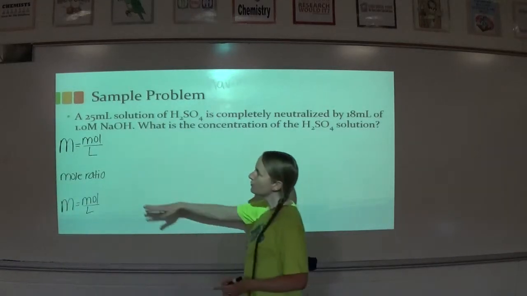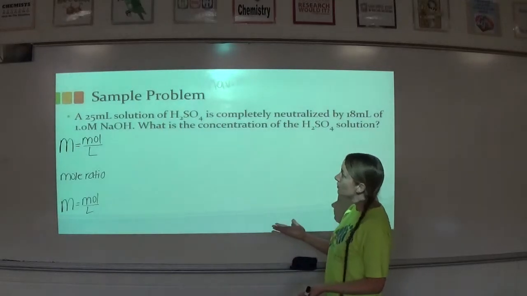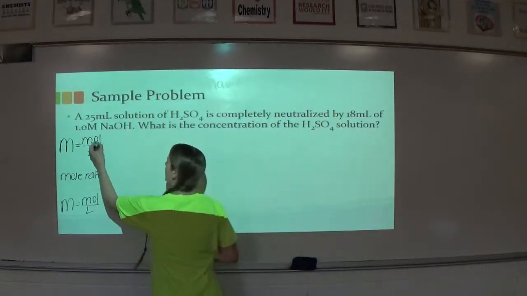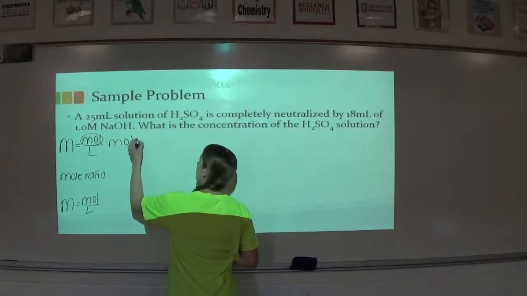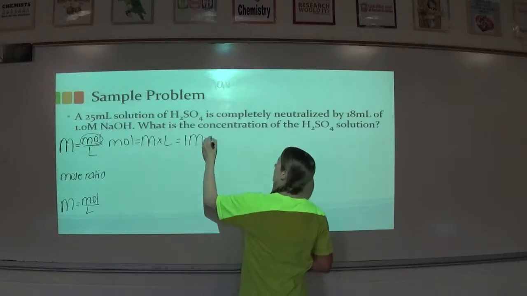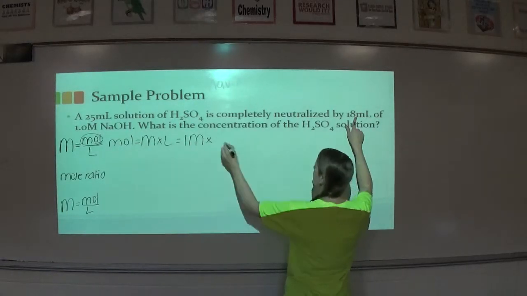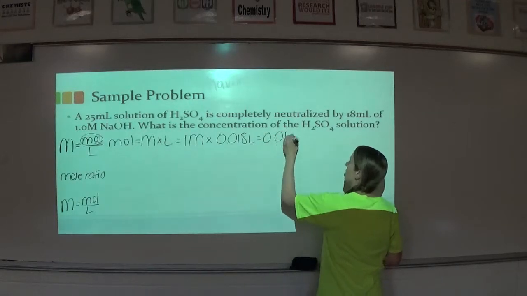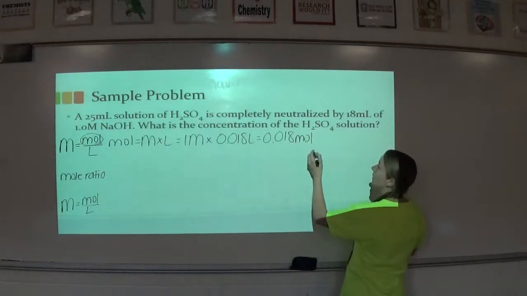Remember, to get to mole ratio, we have to have moles. So my NaOH, I know the volume, and I know the molarity, so I can solve for moles. Remember, moles equals molarity times liters. So my molarity is 1. And don't forget to change milliliters to liters, so it's 0.018 liters. That gives me 0.018 moles of NaOH.